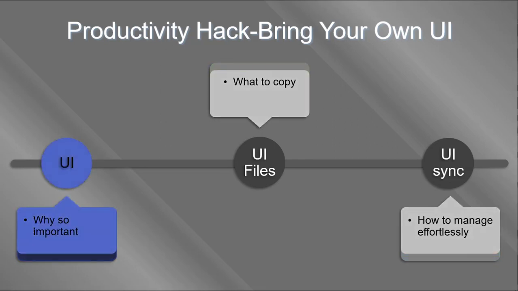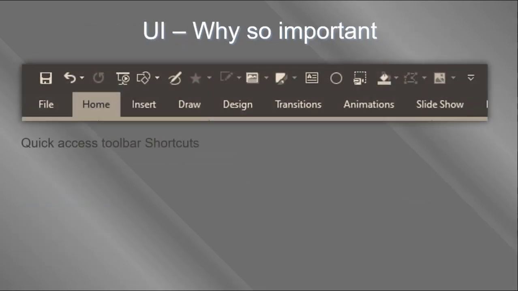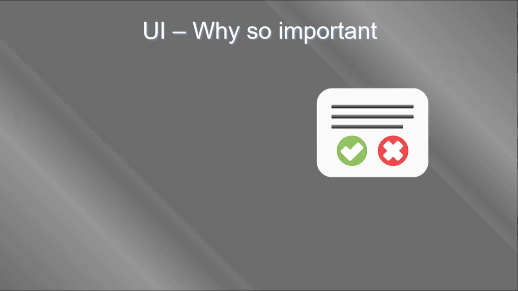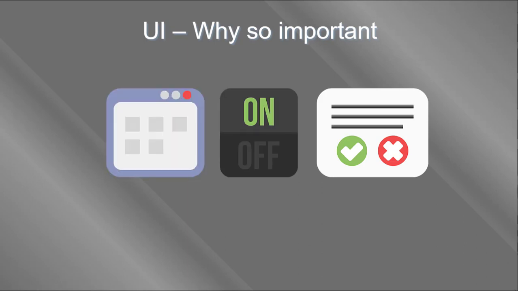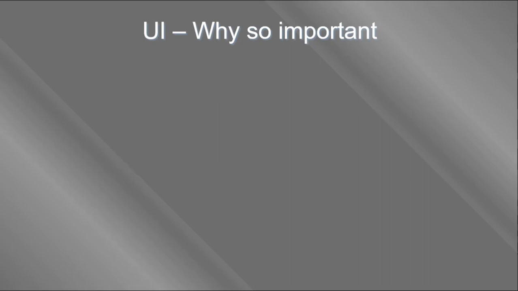UI, why so important? UI is a part of any application we use in our daily life, customized to our need. The most common example is adding frequently used commands in the shortcut toolbar. In this demonstration, I am also going to highlight some preferences and settings stored by the application, for example in CAD software. Let's see them one by one.